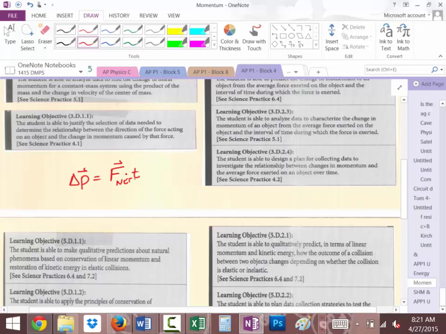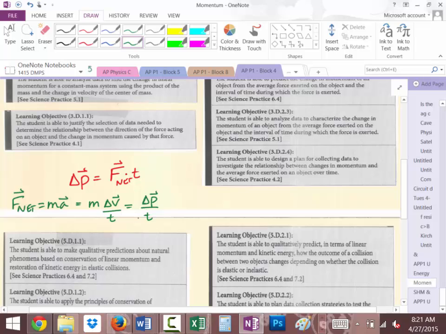Just a nice little reminder here: you know that F net equals MA, yes? Yes. So A is equal to change in V over T, right? And M change in V is really just change in P over T. M delta V is equal to delta P. So then I just left the T there, and I'm going to move that over, and that's where this comes from. These are really equivalent statements. They're the same thing.